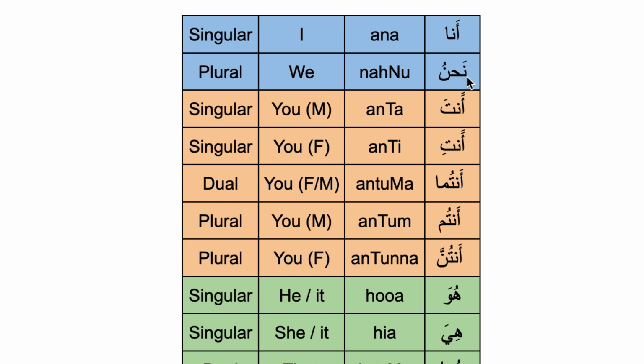Next is nahnu, and it means we. Also the first letter, which is noon, has fatha on it. Without the fatha, the pronunciation would be wrong and it is not a word. With wrong pronunciation, the word will lose its meaning. So always pay attention to the harakat.